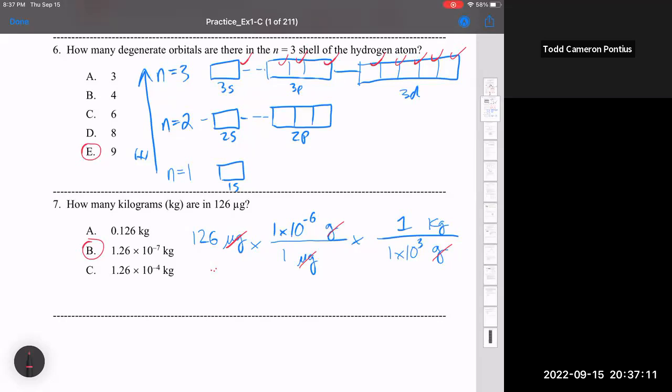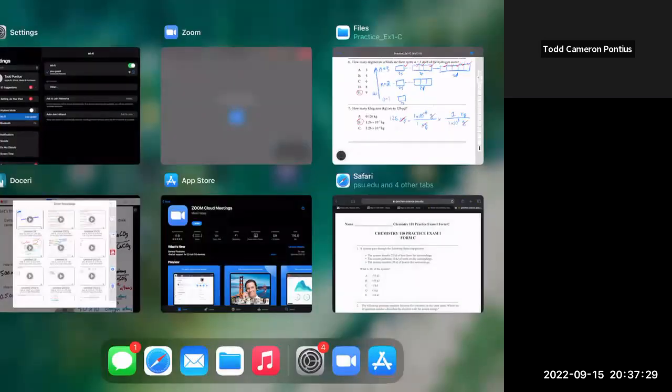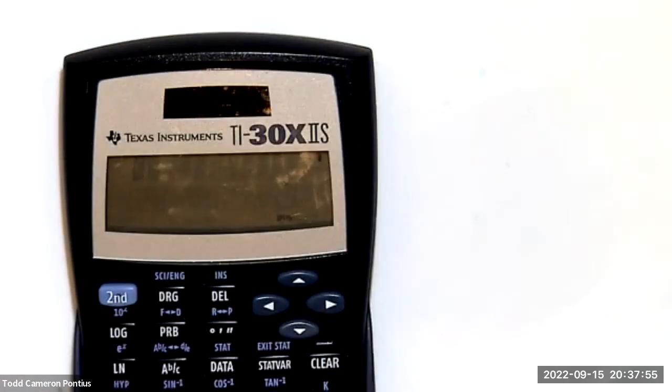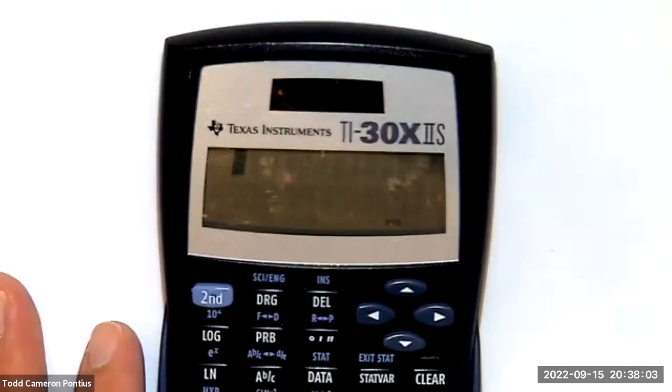Quick little calculator life hack. Okay, my favorite calculator to use is the TI 30X2S.